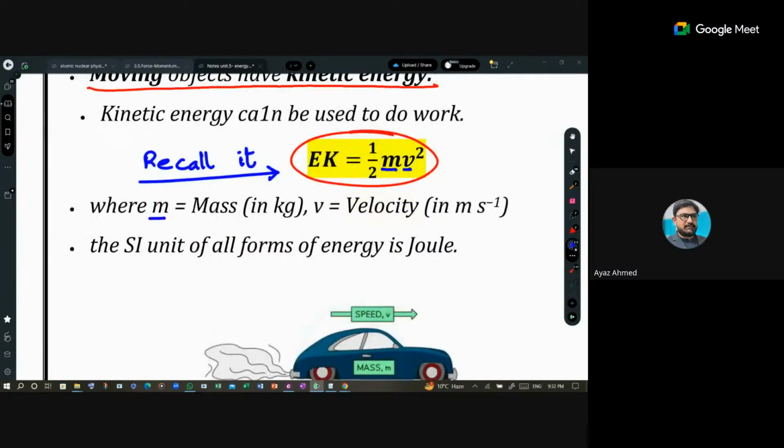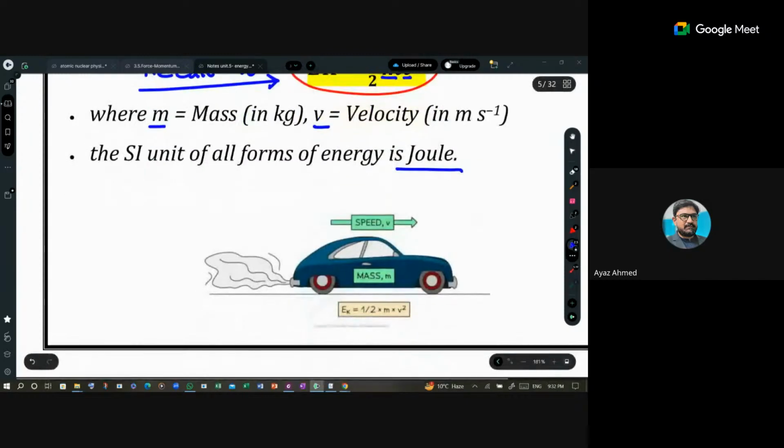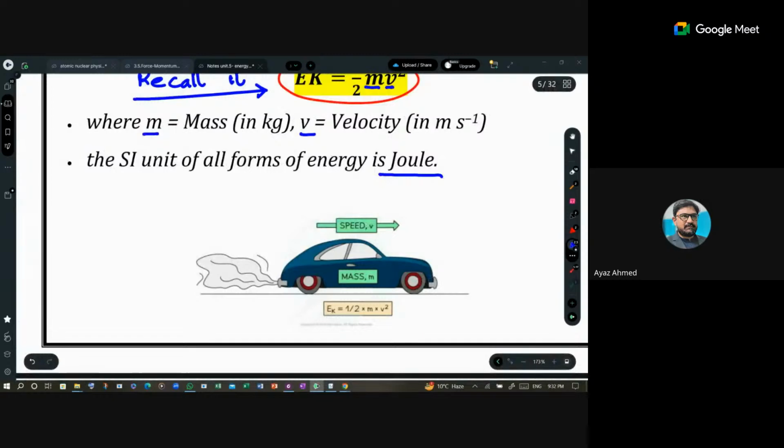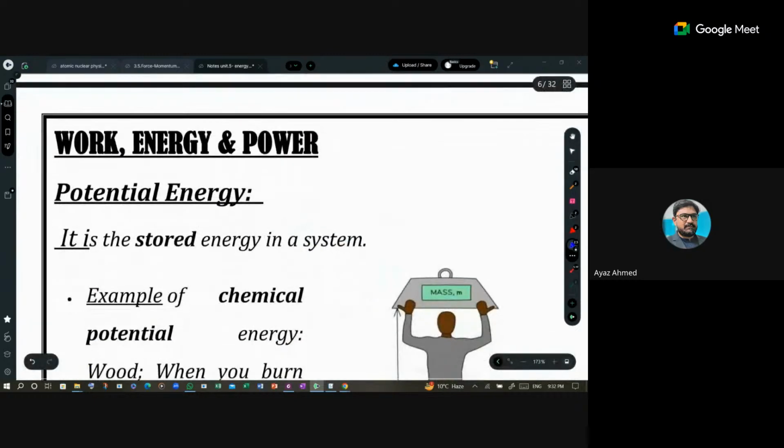Where m is the mass, v is the speed or velocity, and the SI unit of energy is joule. So whatever form of energy you select, its unit is joule. Now let's talk about kinetic energy. Here, the mass of the car is m, its speed is v, so its kinetic energy is 1 by 2 m v square.